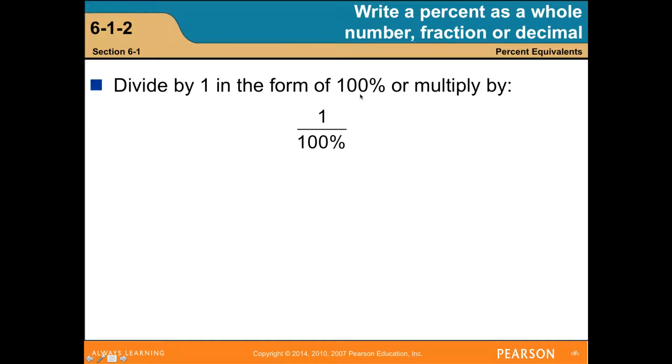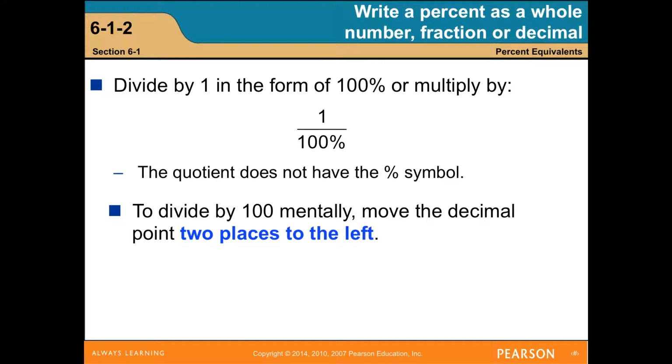Divide by 1 in the form of 100% or multiply by 1 over 100%. The quotient does not have the percent symbol. To divide by 100 mentally, move the decimal point 2 places to the left.